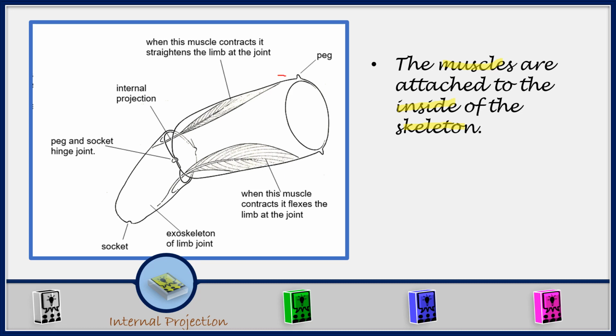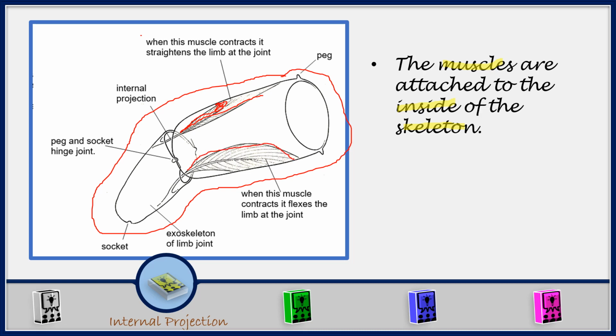Now, this is a section of a leg which has been cut, just to see what is inside. Here we have the muscles. This is a muscle here, and this one is also a muscle attached to the exoskeleton of the leg. Then we have this muscle here, which is also attached to the exoskeleton of the leg.